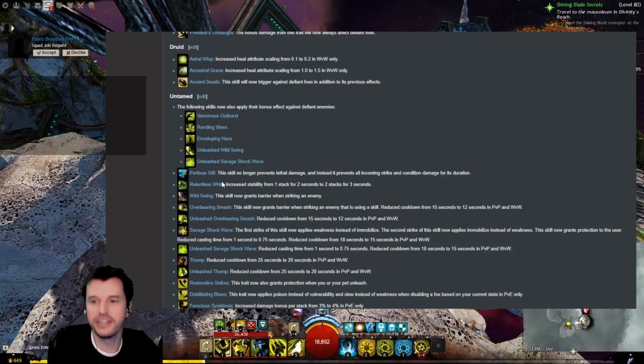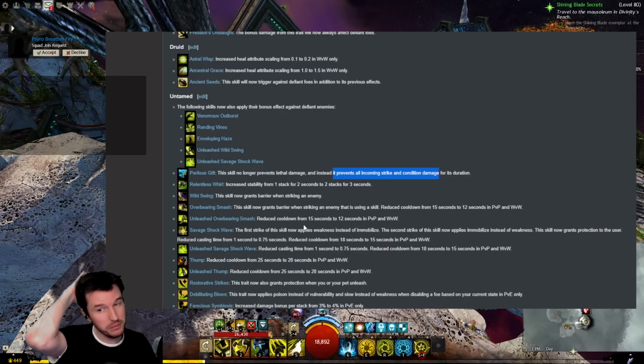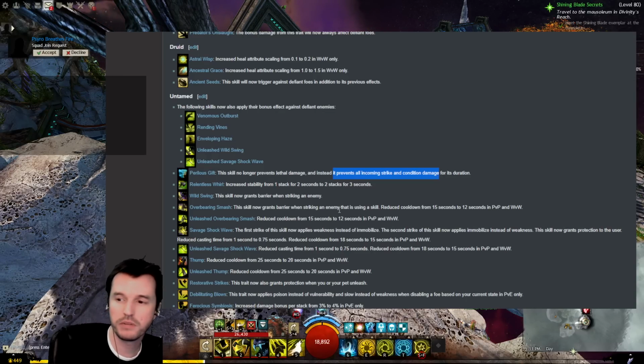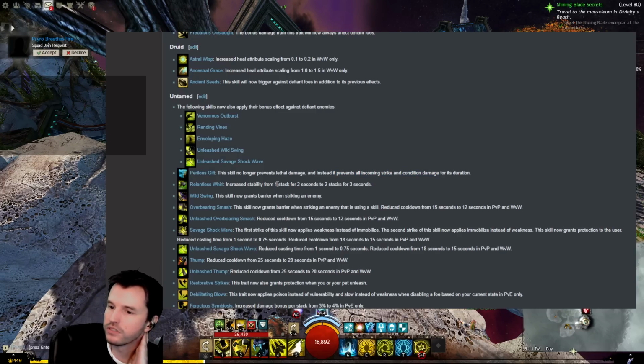That's kind of how it works. So now, it will no longer prevent lethal damage. Instead, it just prevents all incoming strike and condition damage for its duration. So instead of having to use it at really low health, you could use it when you're about to get a burst at any health total and benefit from it. I'd be interested to see if this becomes worth using, or if that is just the first step of many.